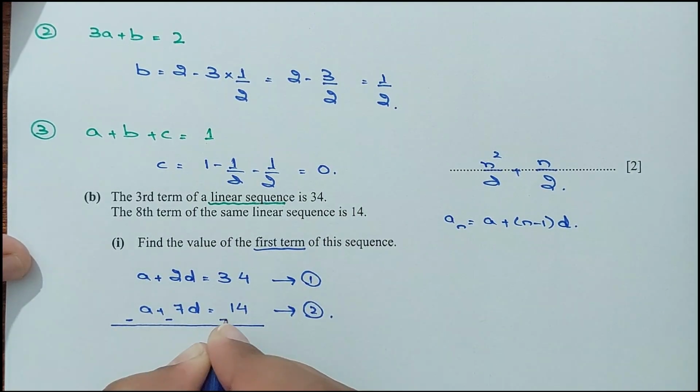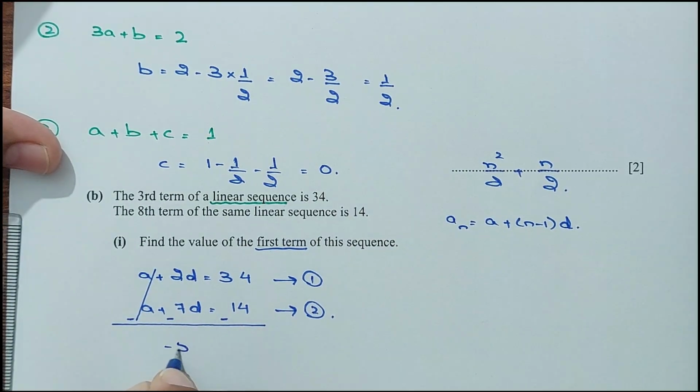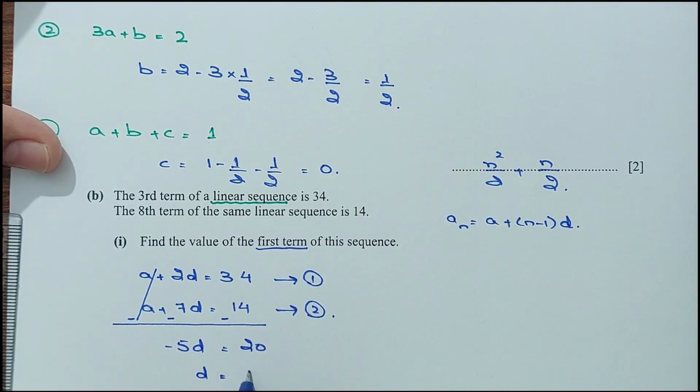Okay, changing the signs, the a's cancel out, and from 2 take away 7 is minus 5d, and from 34 take away 14, this is equal to 20, and d is going to be 20 over minus 5. This is equal to negative 4. So we have the common difference, d is negative 4.